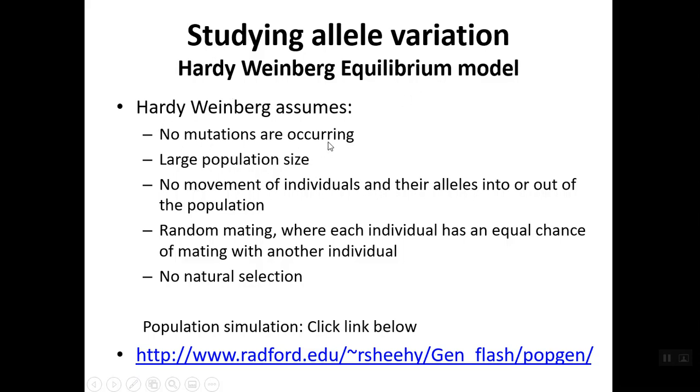No major mutations are occurring. Of course, if all of a sudden, for instance, strong factors increase the mutation rate in a population to higher than the very, very minimal, for instance, imagine a population that is hit by strong radiation, this equilibrium could be disrupted. There is also no movement of individuals and their alleles in or out of the population. No migration out, no migration inside the population.